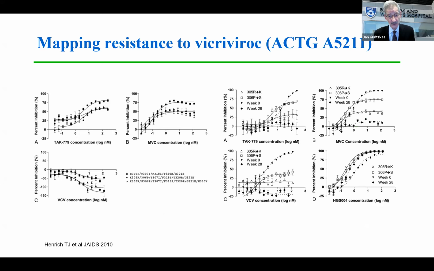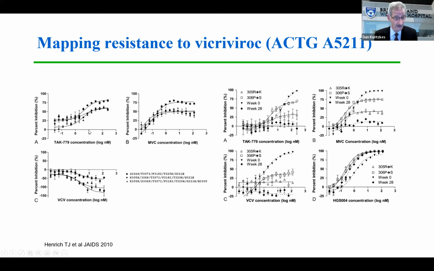The situation is much more complicated when you start to look at envelope. And this is an example from ACTG 5111. This was a phase 2 study of an investigational CCR5 antagonist, Vicriviroc, a drug that never made it to full approval. But what's notable are several things.